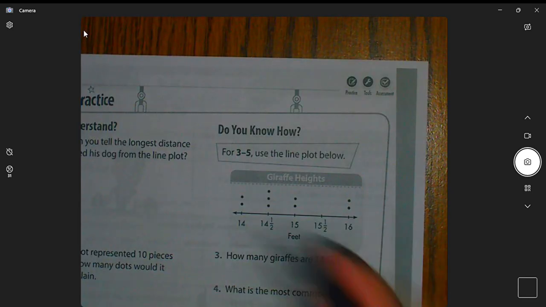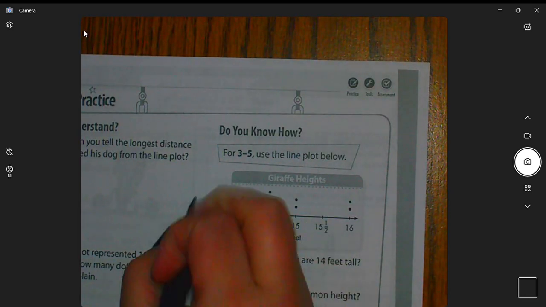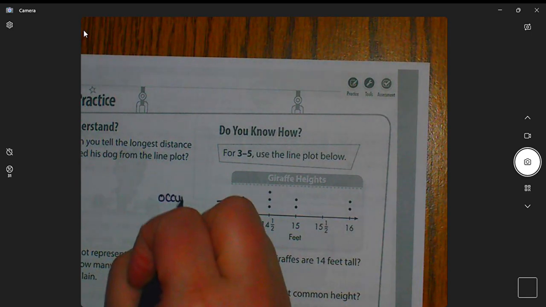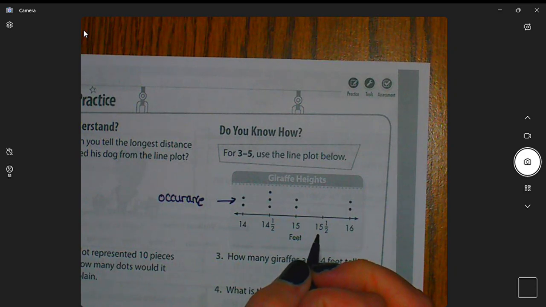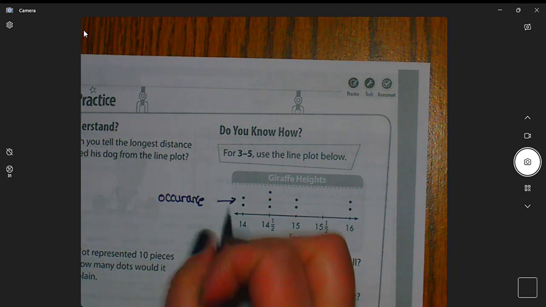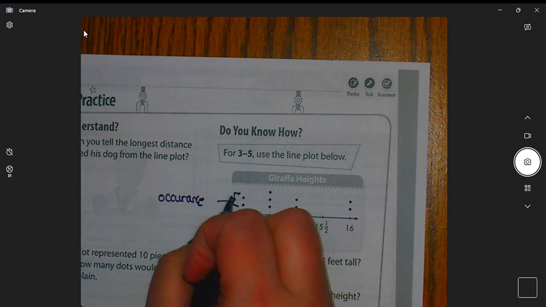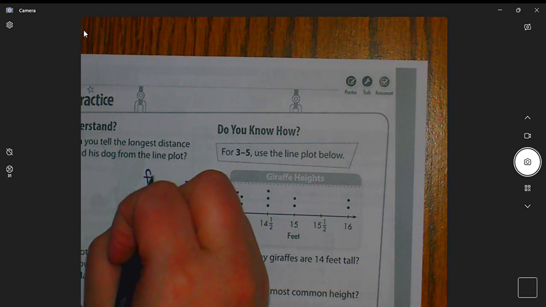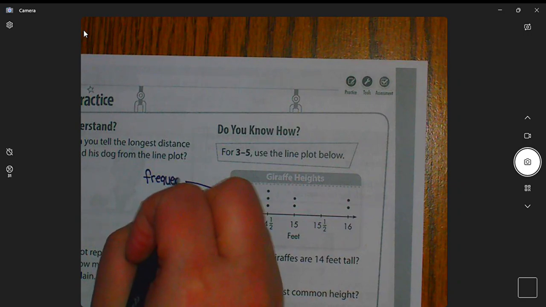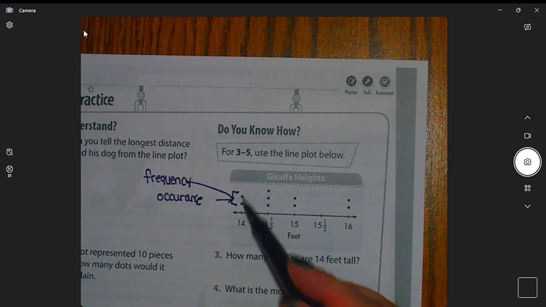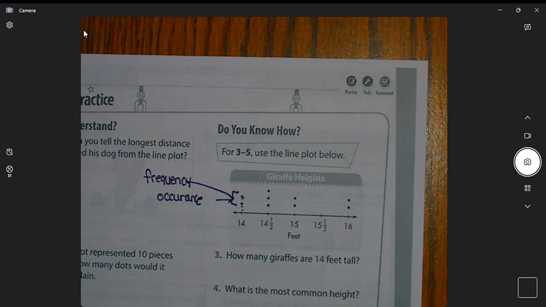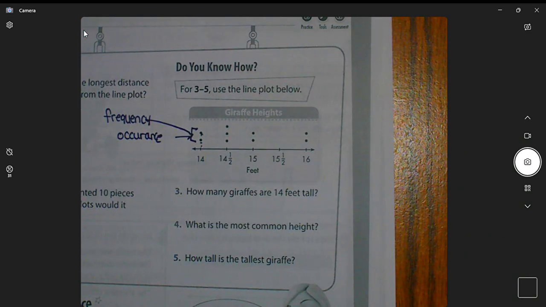So each time I see a dot, I call that an occurrence. And the amount of times something happens is the frequency. And sometimes it will ask me about most common, least common. That is how many times I see a dot in a category. Let's look at the line plot.